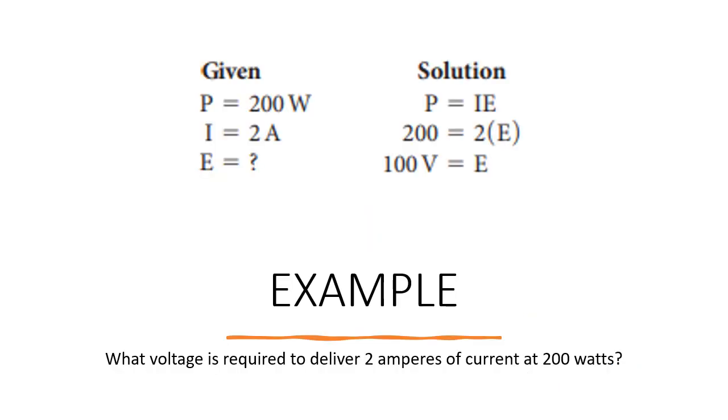Example: what voltage is required to deliver 2 amperes of current at 200 watts? For this example, we are given current I equals 2 amps, and power P equals 200 watts. We need to find voltage, E. Using the same formula P equals I times E, we rearrange the formula to voltage, E equals P over I. Substituting values, we have E equals 200 watts over 2 amps, which is equal to 100 volts.